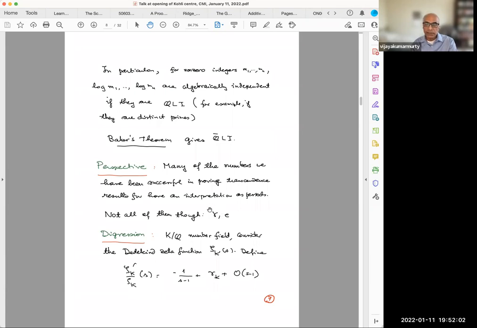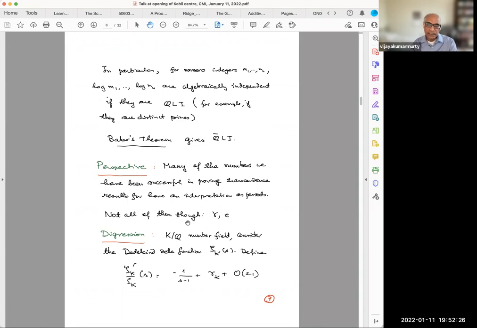Little gamma is something you will see in high school. If you take the harmonic series, the summation of 1 over n, for n less than or equal to x, you know that it behaves like log x. Subtract log x, and take the limit as x tends to infinity. That's a constant, and that's little gamma. It's about 0.5 something. We don't even know whether this number is irrational.